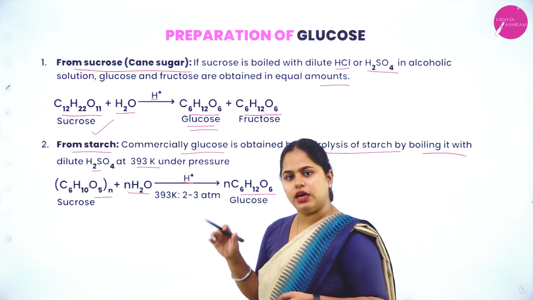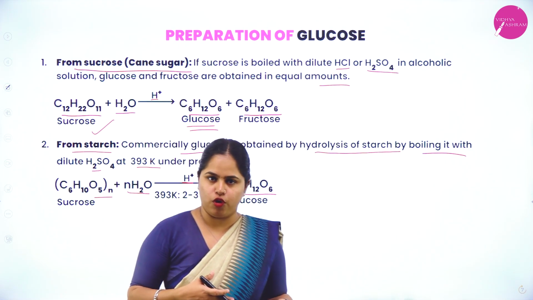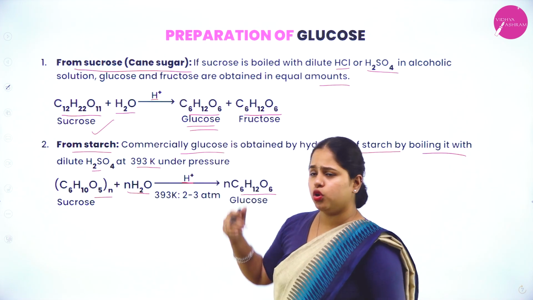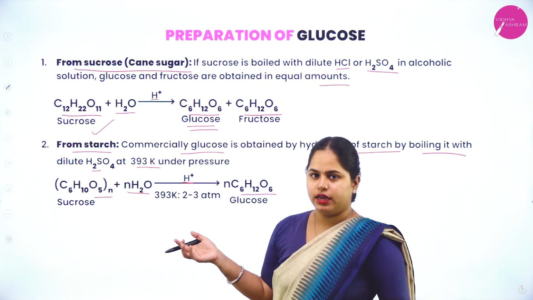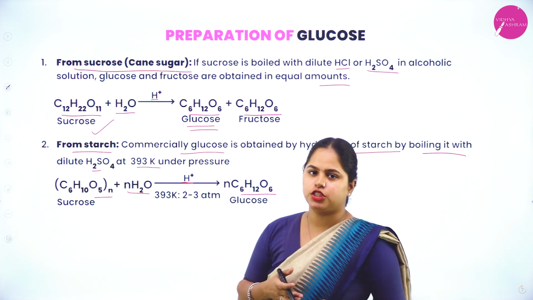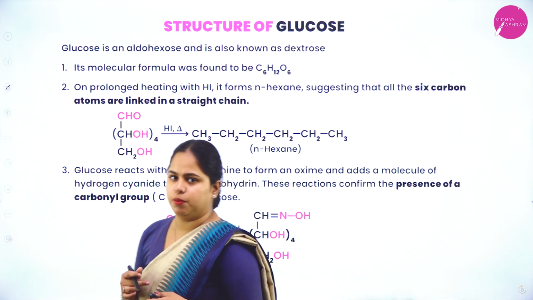C6H12O6. So here also you are getting glucose. So starch can undergo hydrolysis and form glucose, or else sucrose can also undergo hydrolysis and form glucose and fructose. Clear? So these are the two methods of preparation of glucose. Moving on to the structure of glucose, which is very important.